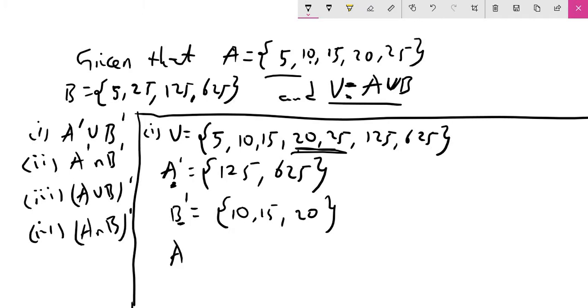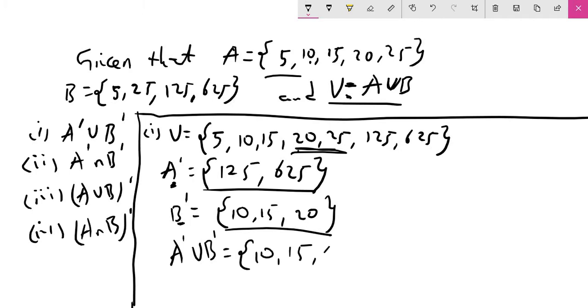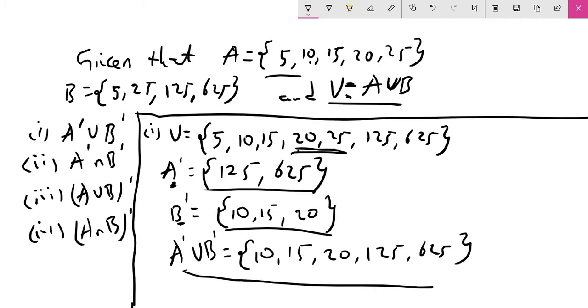Now we have to find A complement union B complement. So the two sets we just found, we combine them. And this gives the set 10, 15, 20, 125, and 625. And this is it. Alright? Okay.